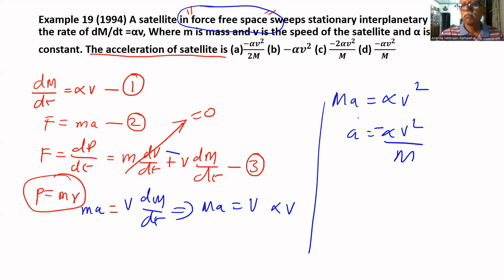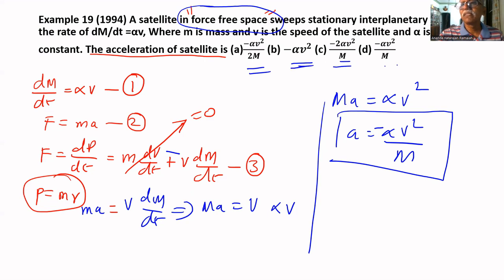That's why the minus sign. a equal to minus alpha. All have the minus sign, that's why don't worry. If they give one plus, one minus, then only you have to worry. But the acceleration equals minus alpha v square divided by m. Deceleration, that's why minus alpha v square divided by m.